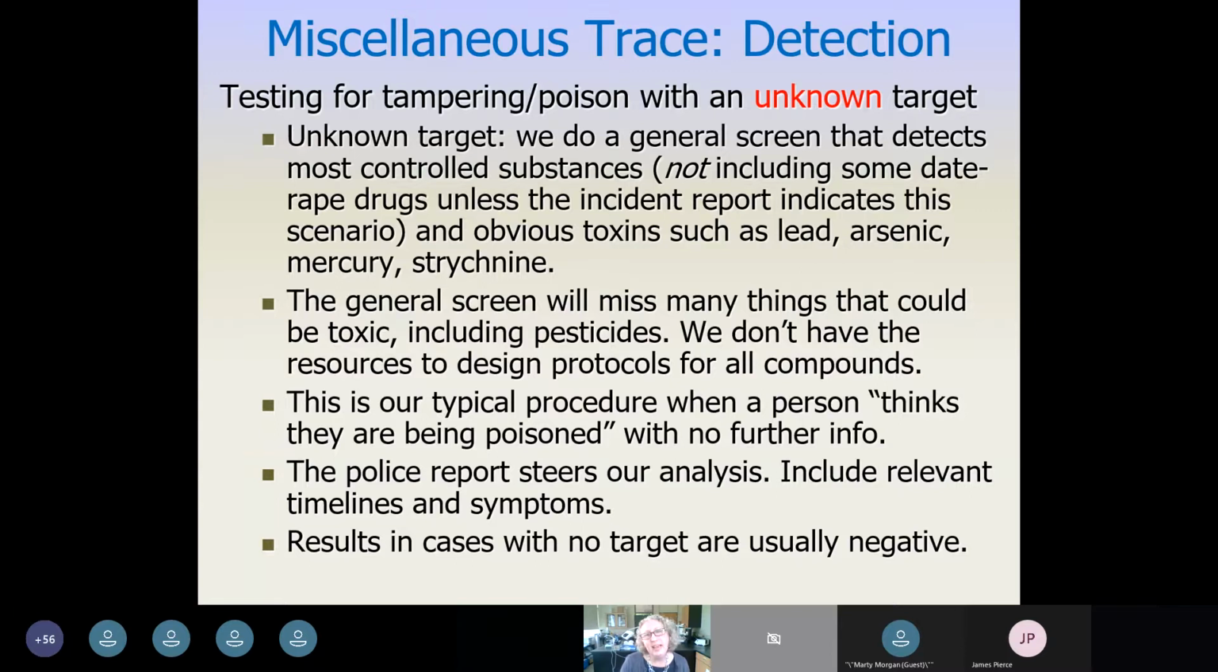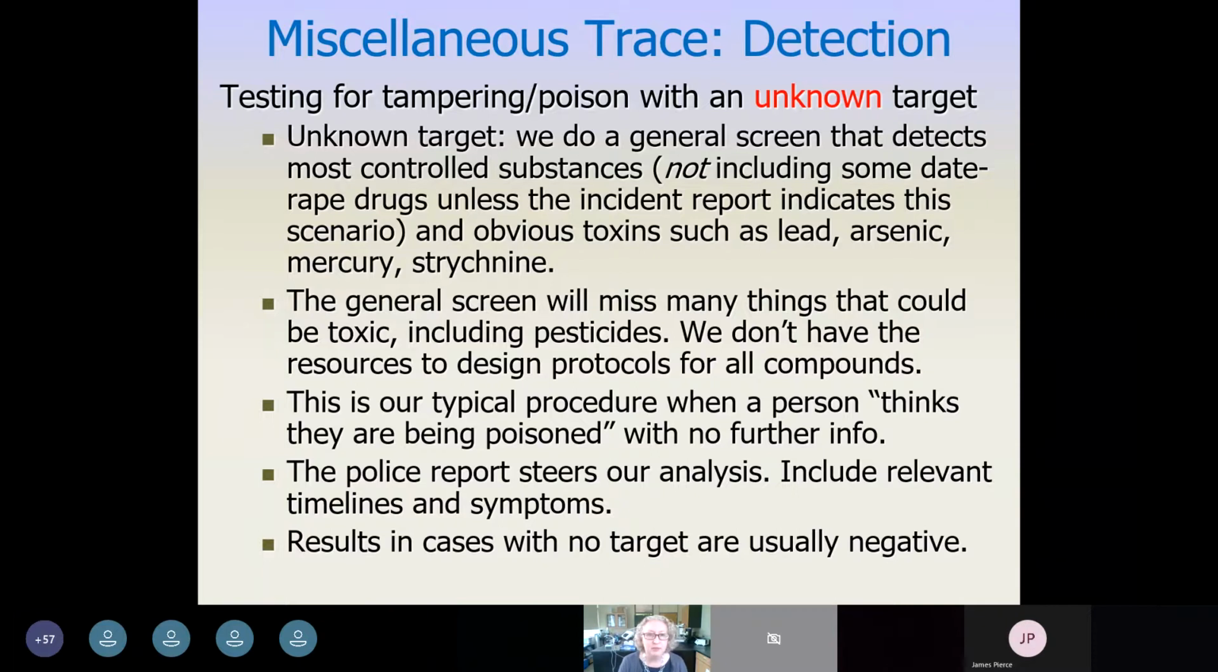So when we get a case like this, what we will do is a general screen, and this is what that general screen will detect. It will detect most controlled substances, excepting some date rape drugs like GHB and butanediol, unless the incident report that we receive from the agency indicates that it might be merited to include that in the screen. So these unknown screens will catch controlled substances, and then they'll catch obvious toxins such as heavy metals and strychnine. But it's going to miss a whole bunch of other things that could potentially be in this item that are toxic, including most pesticides.